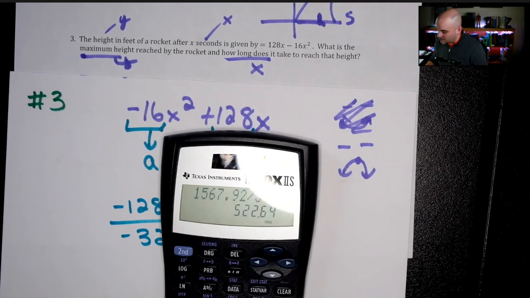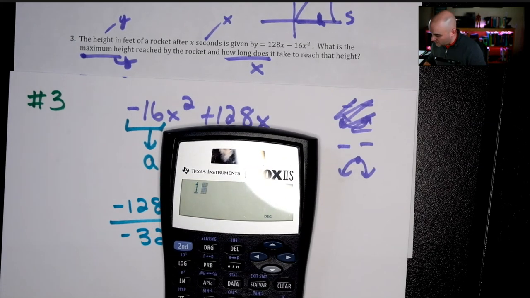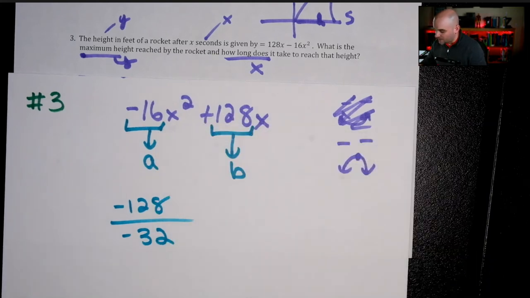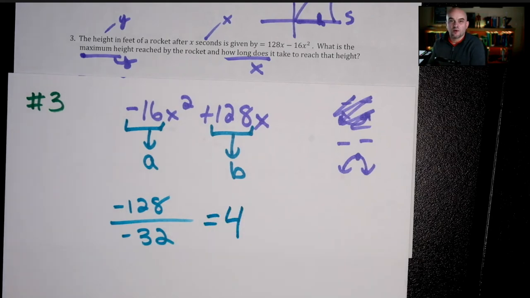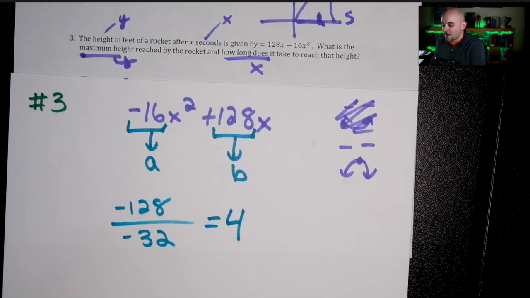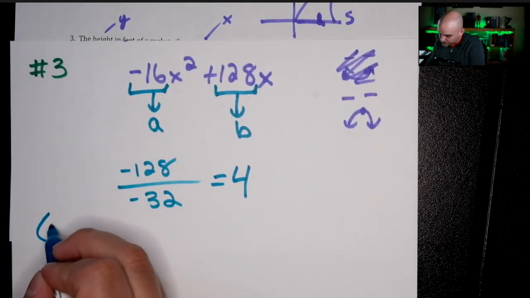Let's punch that into our friendly calculator here. So 128 divided by 32 gives me 4. I guess I could have done that in my head, but when I do it in my head on video recording, it always messes up. So there we go. Positive 4 is what we get. That is our X value.